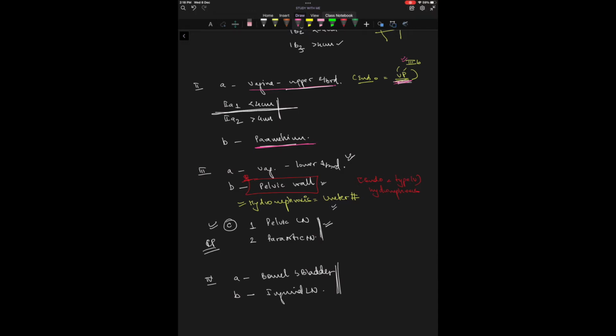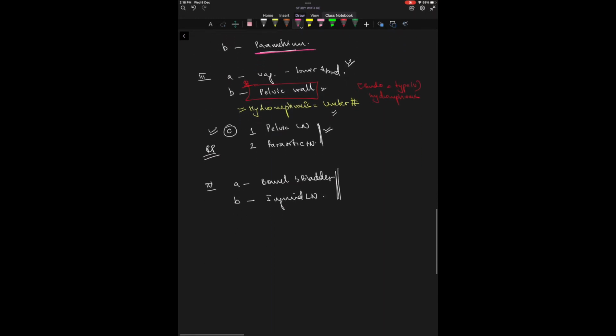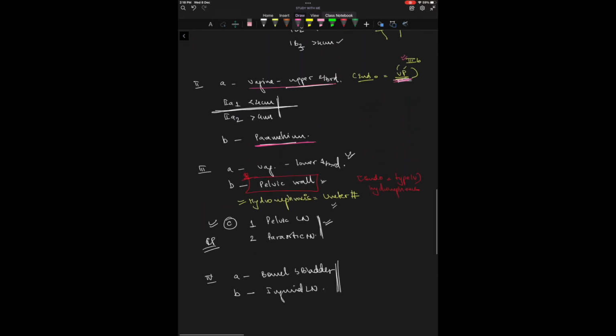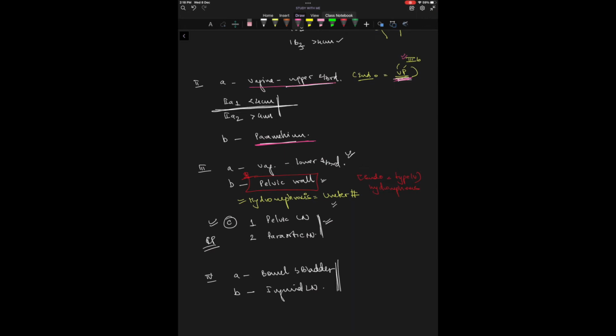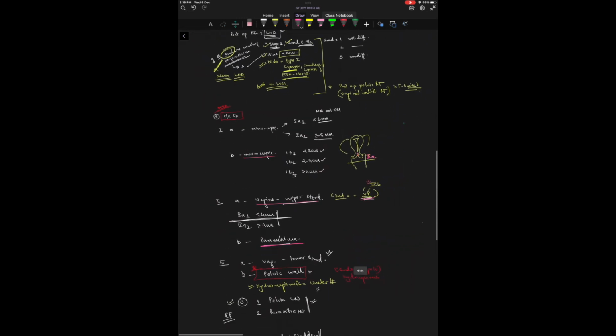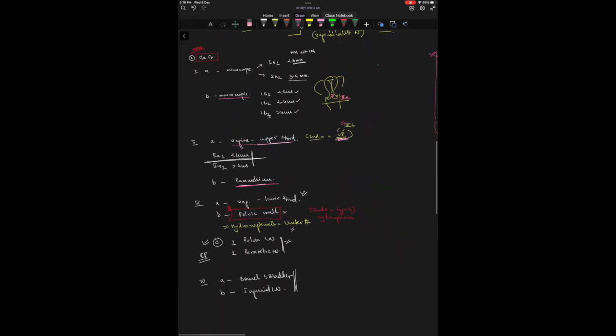Stage 4 is again the same. Stage 4A is the involvement of bowel and bladder, and stage 4B is the involvement of inguinal lymph node. So this is the staging of cervical cancer. Let's revise it once again.